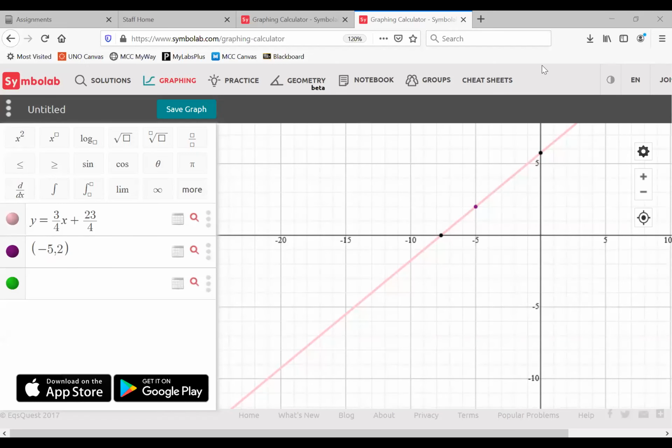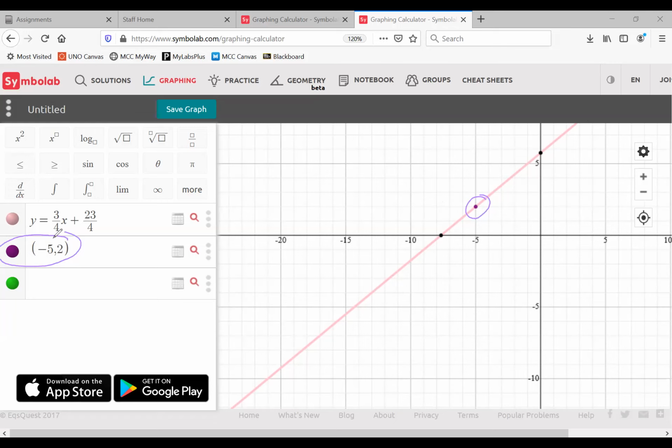Okay, so what we're seeing right now, I'm just using an online graphing calculator. The line that you're seeing is y equals 3/4 x plus 23/4. So that was the answer we just got for our equation of a line. What I've also labeled is this point -5, 2. And I just want you to see what it looks like. So let's see if we can find that. -5, 2, let's see. Apparently it's labeled in purple here. Here it is. -5, 2 is this point here. And then in pink is this line that's been graphed.